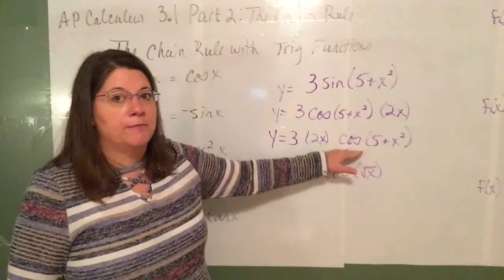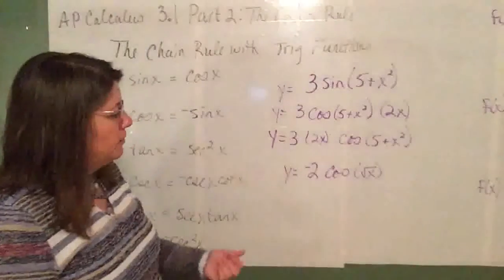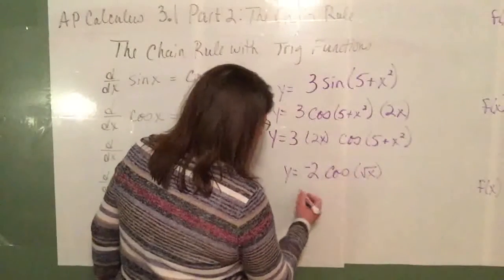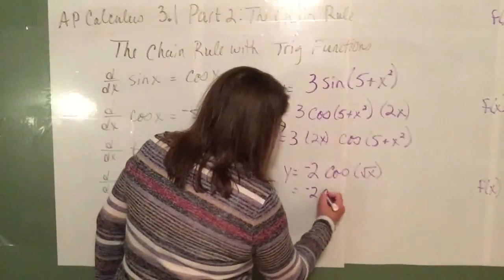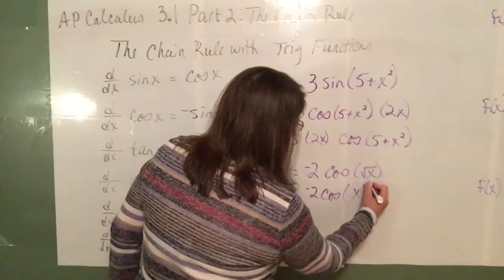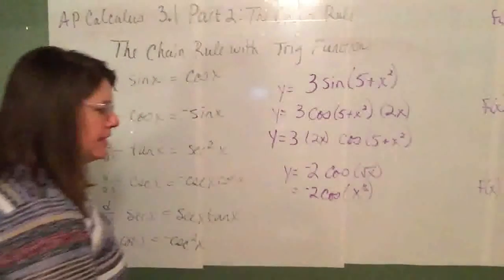For the next one, with this, my u part is not quite as easy. I'm going to rewrite it first. That's cosine of x to the 1/2. Then I'm going to take the derivative of that.